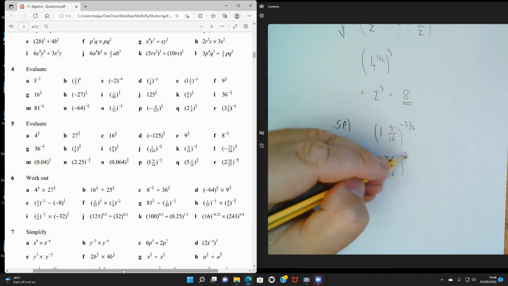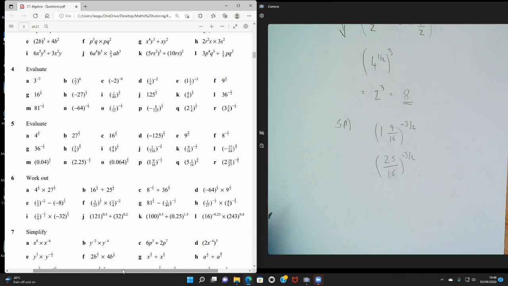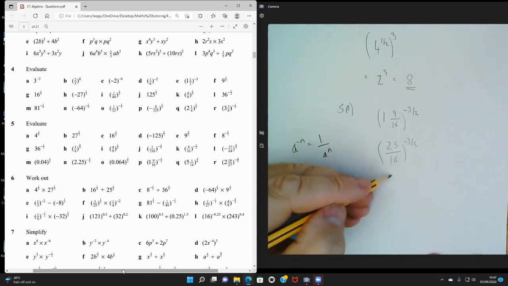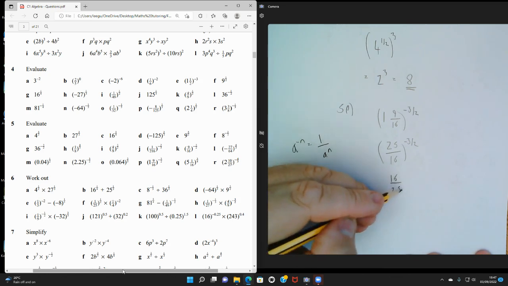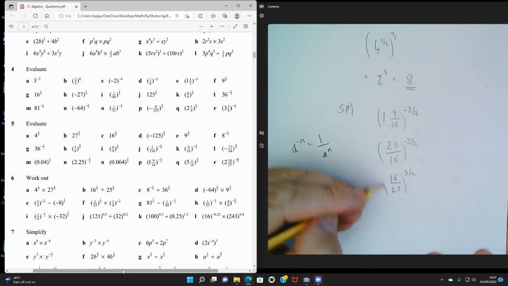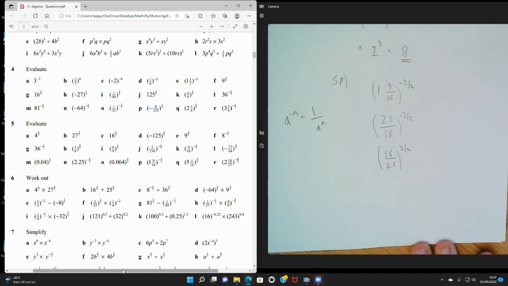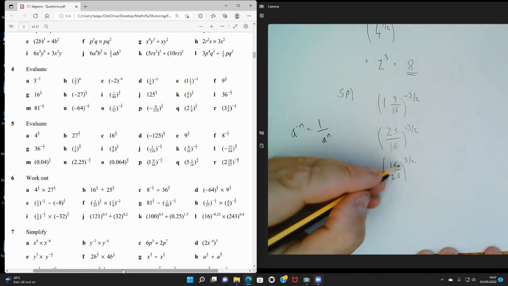And already this is looking encouraging because 25 and 16 are both square numbers. When you have the negative, you may remember that if I have a to the minus n, that's the same as 1 over a to the n. So that means that I can take the reciprocal of this fraction and change the negative into a positive. So to remember it simply, you just flip the fraction and change the sign to positive. So I write that as 16 over 25 to the power of 3 over 2. So I've just flipped the fraction, or taken the reciprocal to use the correct maths terminology, and I've changed the sign.